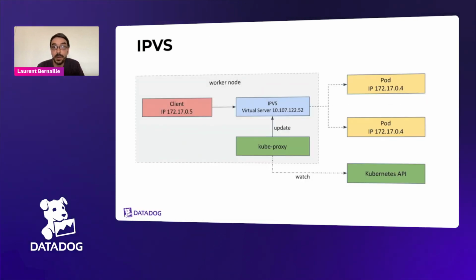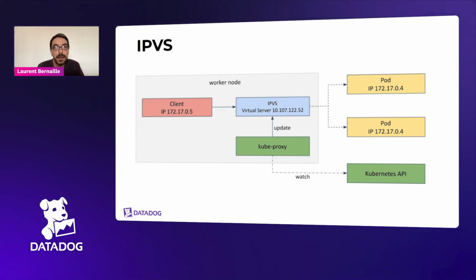In terms of how it works, the design is exactly the same. It's the same kube-proxy, you just change the way it's configured by enabling IPVS. And it looks the same, except that load balancing is now done by IPVS.